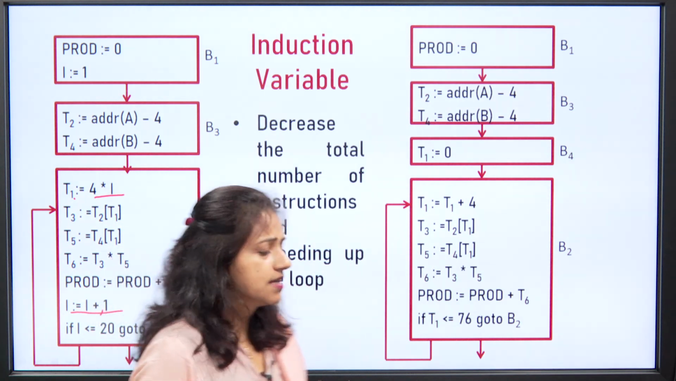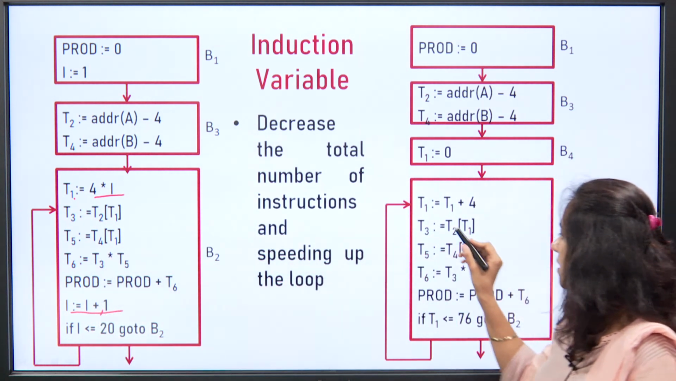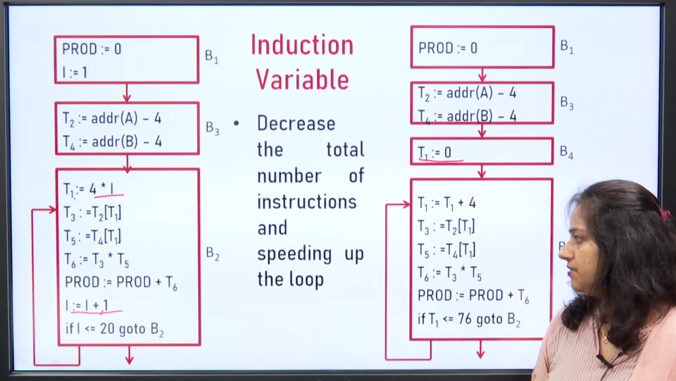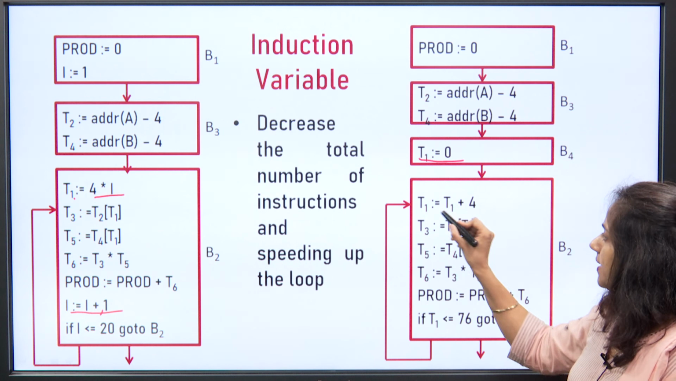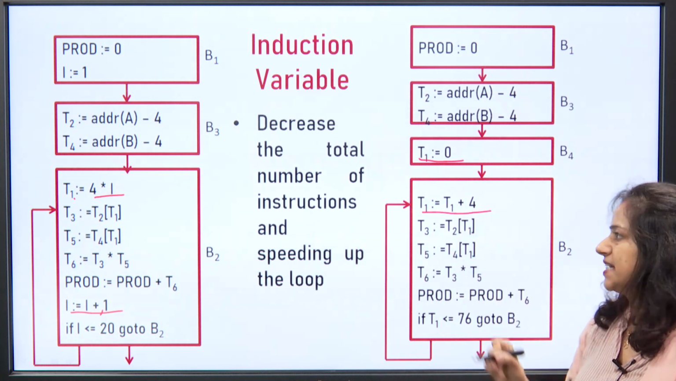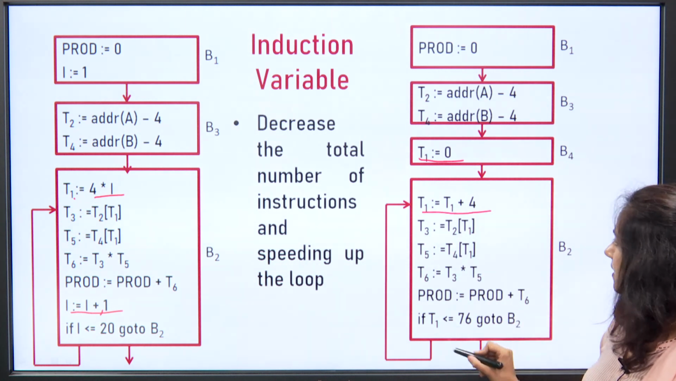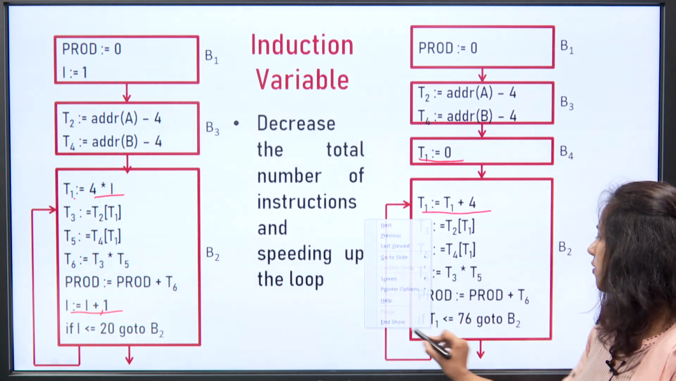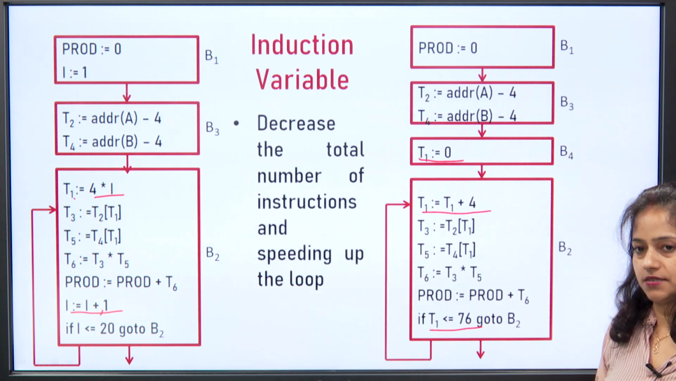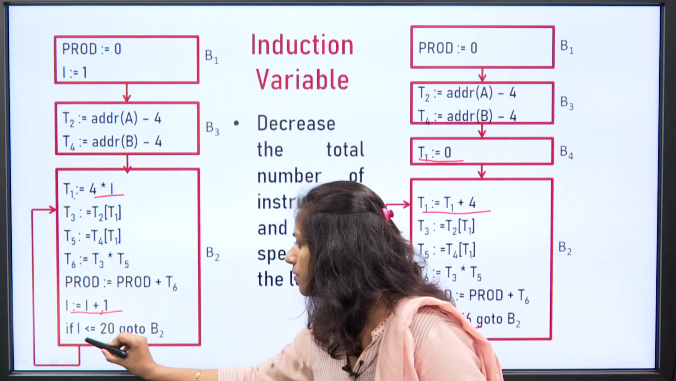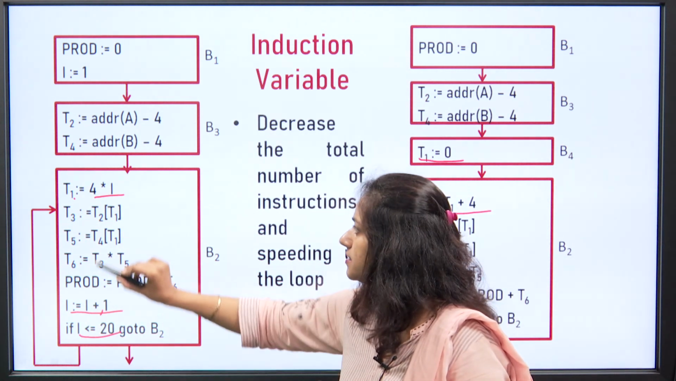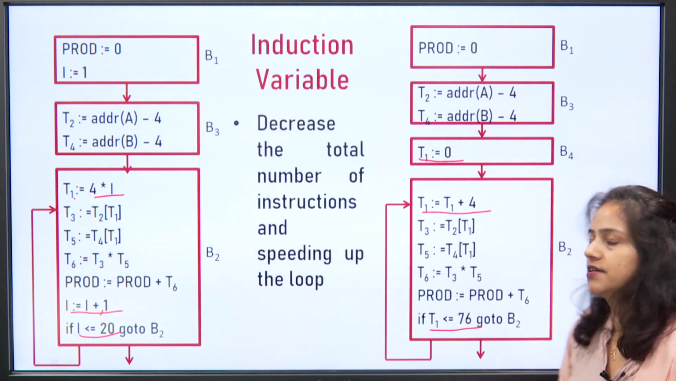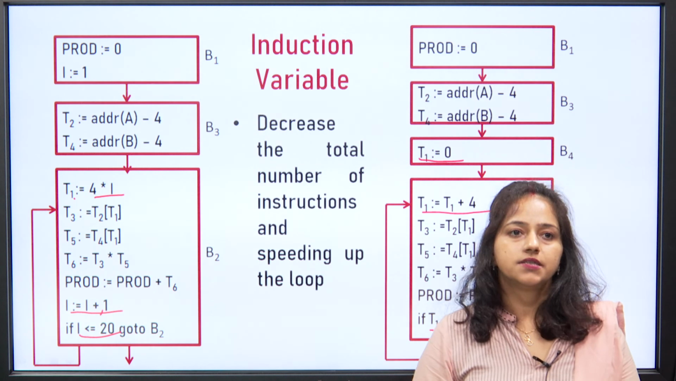So, the idea is that here we can write T1 is equal to 0, and T1 is equal to T1 plus 4, and then this loop can run while T1 is less than or equal to 76. Earlier we had I less than or equal to 20 because it started from 1. Now we are starting from 0, so it can be executed up to less than or equal to 76.